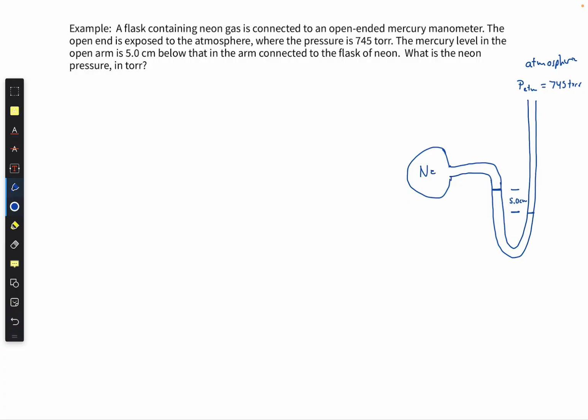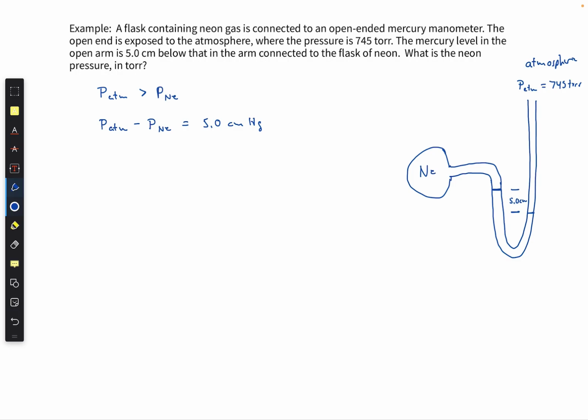We also now know that the pressure of the atmosphere in this problem is greater than the pressure of the neon, because the side with the lower level means that there's more pressure there pushing that mercury level lower. The side with the lower pressure will allow the mercury level to be higher. So we know that the difference between these two, if we subtract the smaller from the larger, which in this case would be the atmospheric pressure minus the neon, is going to be 5 centimeters of mercury.